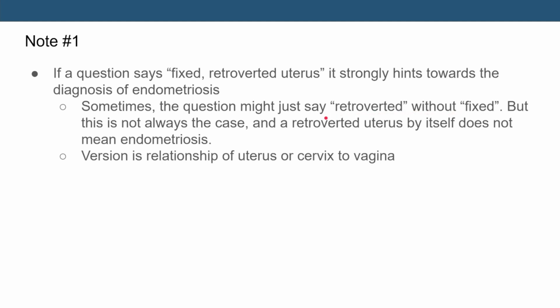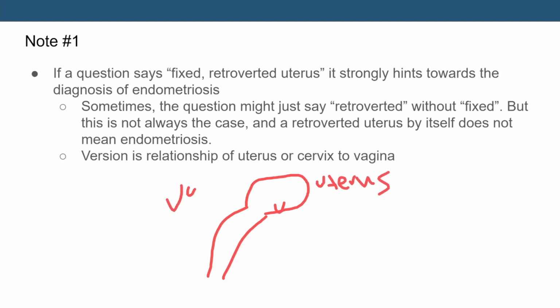So you might ask, what does retroverted mean? Well, basically, version is the relationship of the uterus or cervix to the vagina. So that means it's going to be posterior. If I draw the vagina, this is going to be the vagina and this is going to be the uterus. As you can see, the uterus right here is going to be posterior to the vagina, which is going to be more anterior to the uterus.